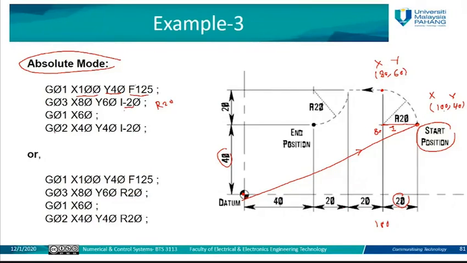What is the value of J? The value of J is equal to the center point Y minus the start point Y. The center point is located at Y equal to 40. What is the start point Y here? It is also 40, because the start point and the center are on the same level. So the value of J is 40 minus 40, which is 0. No need to write J0 because it is already 0. Since there is no movement on J, no need to highlight the value of J. So in this case, we only consider the value of I.